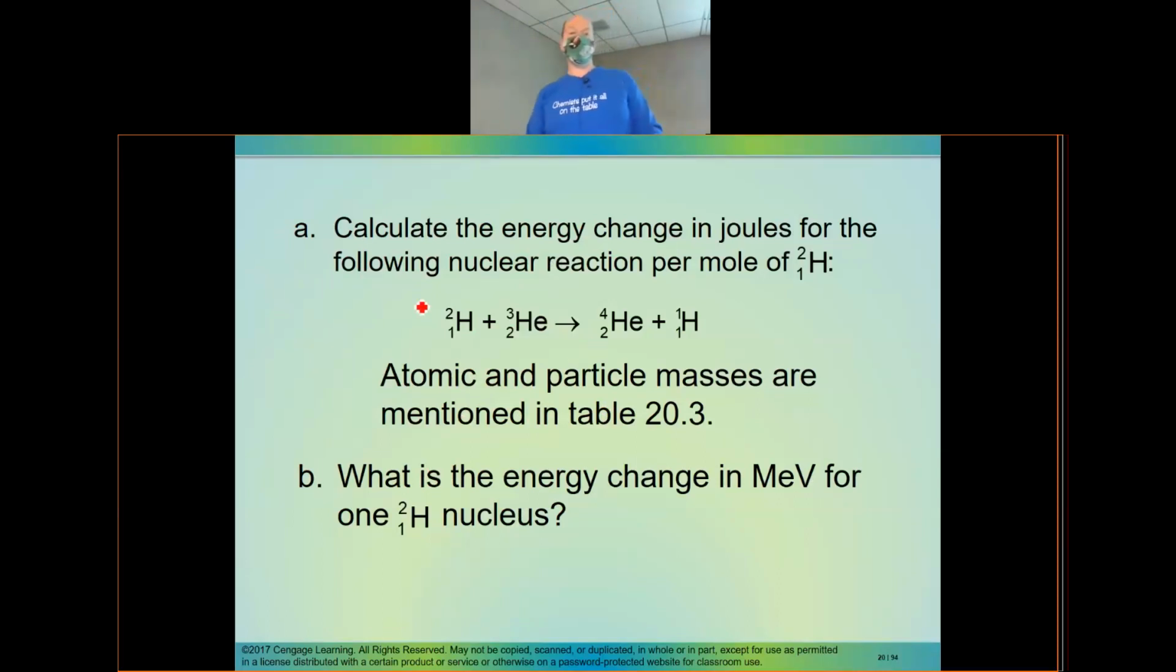All right, so calculate the energy change in joules for the following nuclear reaction per mole of deuterium. What you're going to do is find your delta M, which is your mass of products minus mass of reactants. So it's always products minus reactants. Once we have our change in mass, we will calculate the energy change by putting that into our delta E. Our energy change is delta M c squared.